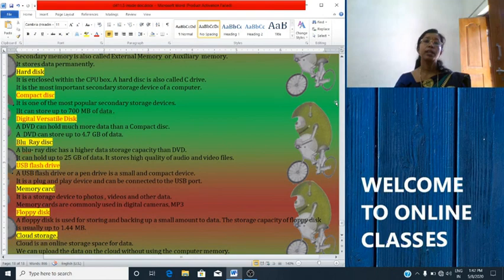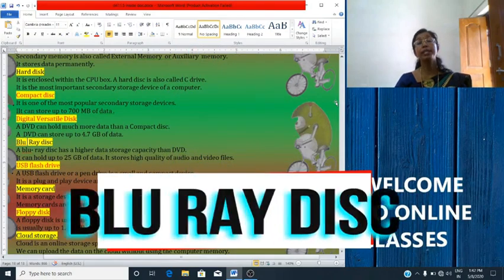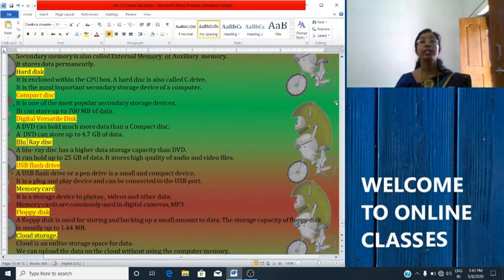Next is the Blu-ray disc, BD. A Blu-ray disc has a higher data storage capacity than a CD or DVD. It can hold data up to 25 GB. It stores high quality audio and video files.